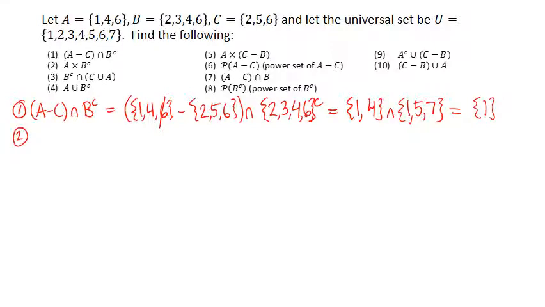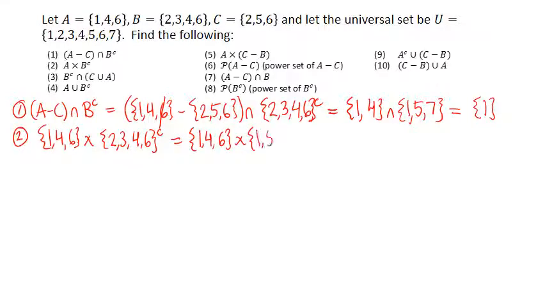Okay, number 2. So I'm doing A, which is {1, 4, 6}, crossed with, so Cartesian product with the complement of B, which I just found, so this is not too bad. Okay, so let me go ahead and do the complement, and then I will do the Cartesian product. So the complement of B, everything that is not in B but is in the universal set. Again, that's just {1, 5, 7}.